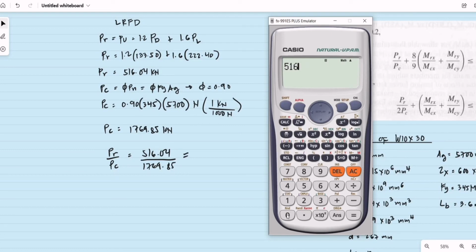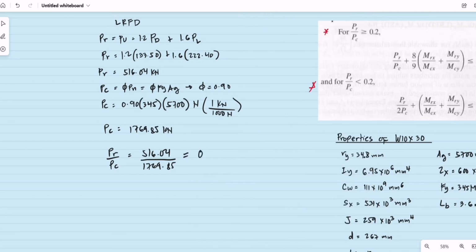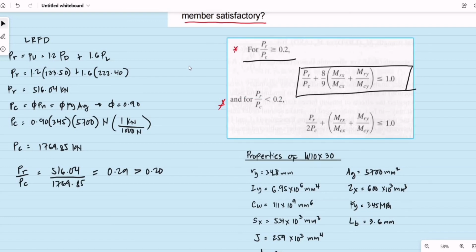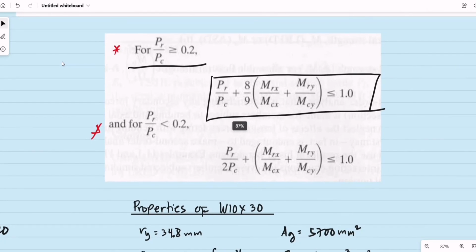So 516.04 divided by that value, we have 0.29. Since the value of PR over PC is 0.29, and obviously this is greater than 0.20, we'll be using the first condition and this interaction formula, for the case that PR over PC is greater than 0.2.